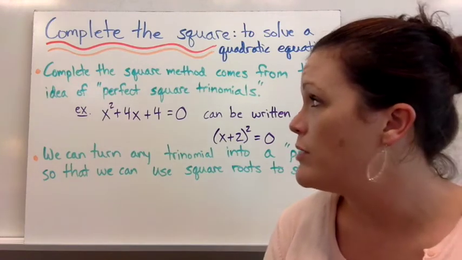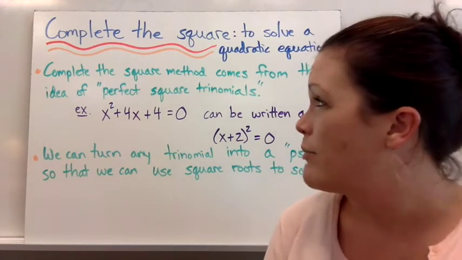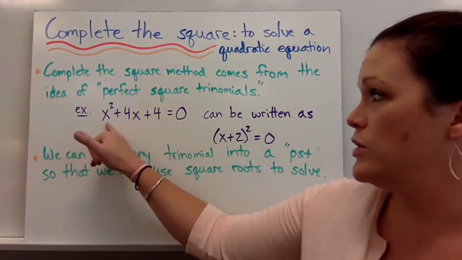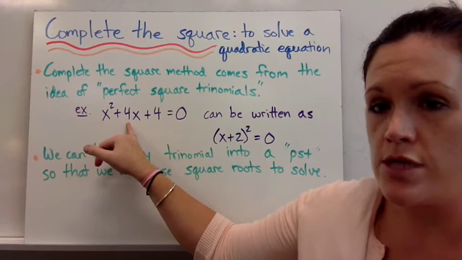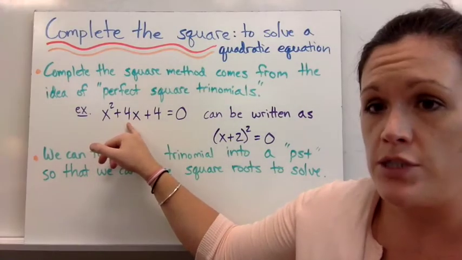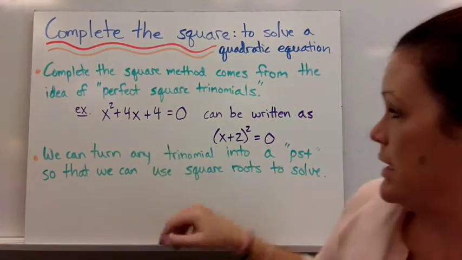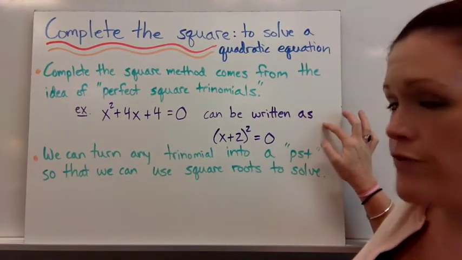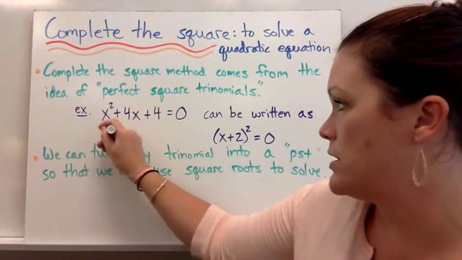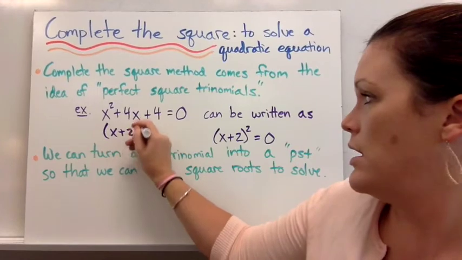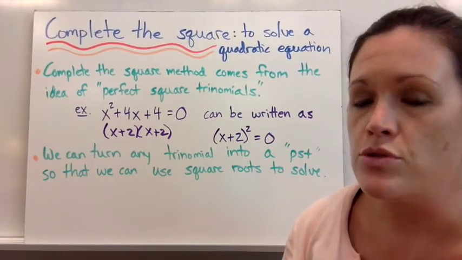So it comes from the idea of a perfect square trinomial. What is a perfect square trinomial? It's when one half of your middle term, so for this example, half of 4 would be 2, and you square that number, you would get 4, which is c. Another way to look at it is your factors would be identical. This would factor into x plus 2 and another x plus 2, so it can be rewritten as x plus 2 squared.